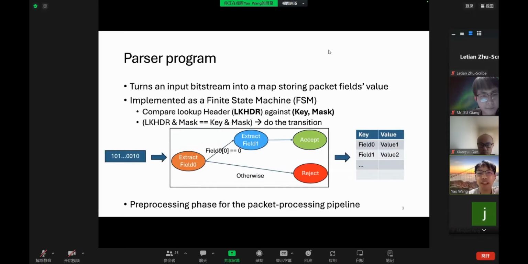Formally, a parser processes an input bit string and produces a map from field name to extracted value. Operationally, hardware parsers are typically modeled as finite state machines. Each state extracts some fields, then performs a match over a transition key, and moves to the next state based on TCAM-style comparisons. And this low-level execution model is what the compiler must ultimately target.